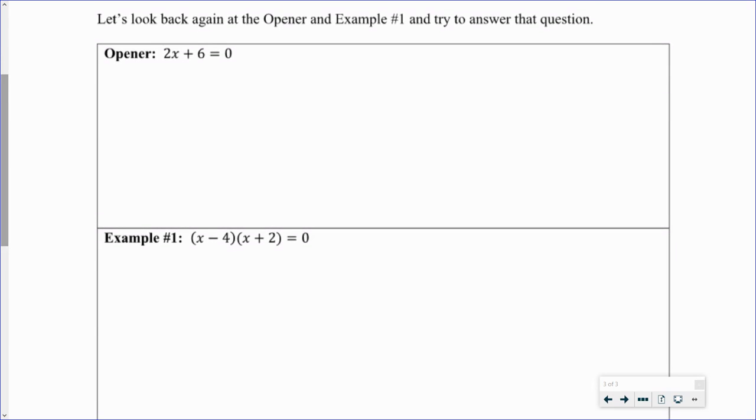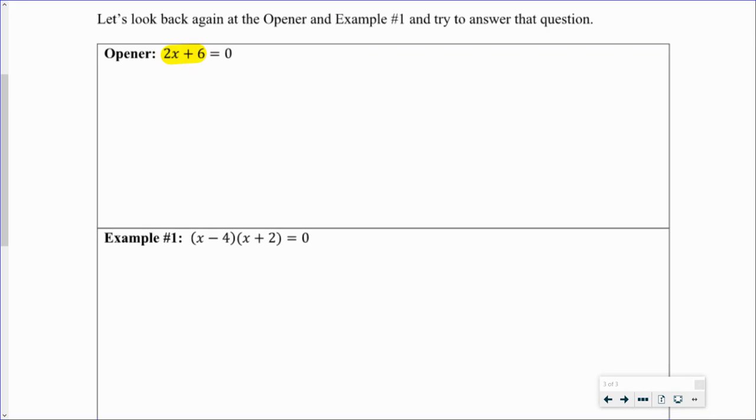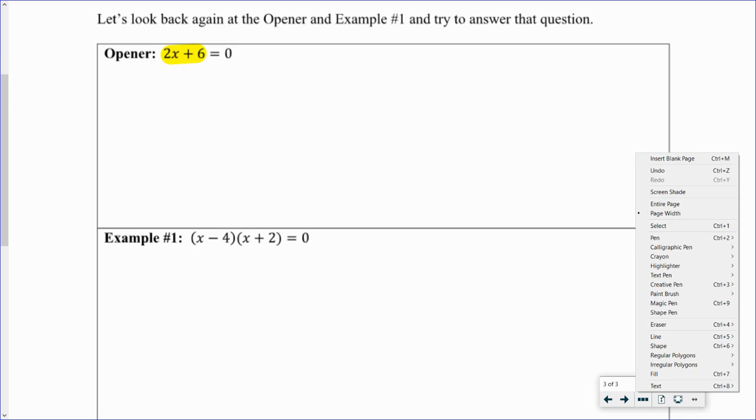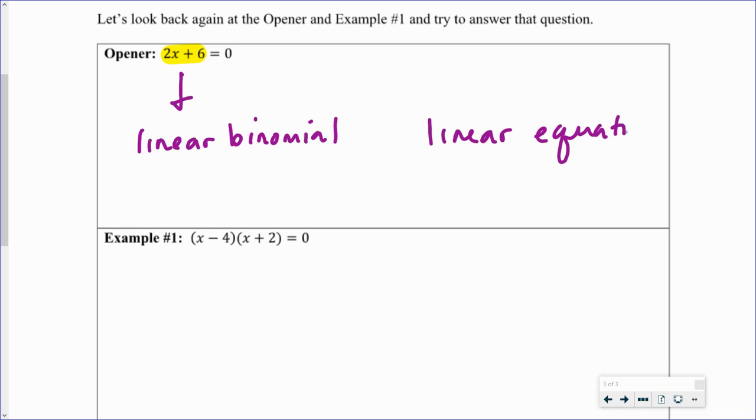All right. So if we focus our attention, and I'm talking about the opener here, on the left-hand side of this equation, 2x plus 6 is a polynomial expression. This is a linear binomial. So this is a polynomial equation. Specifically, this polynomial equation is a linear equation.